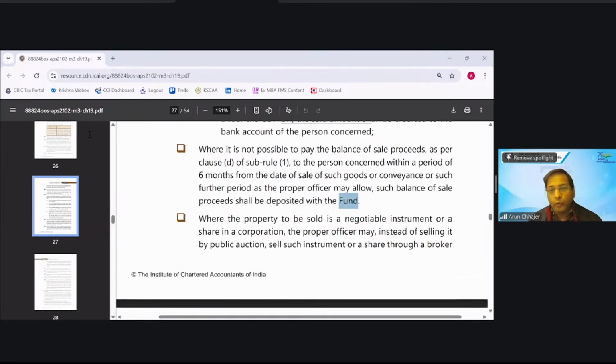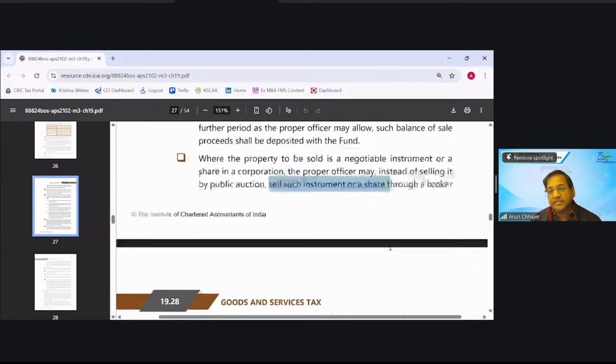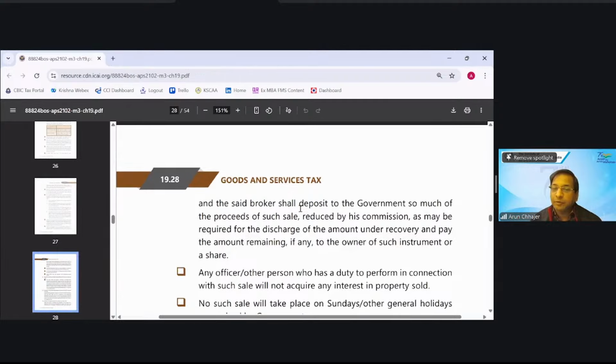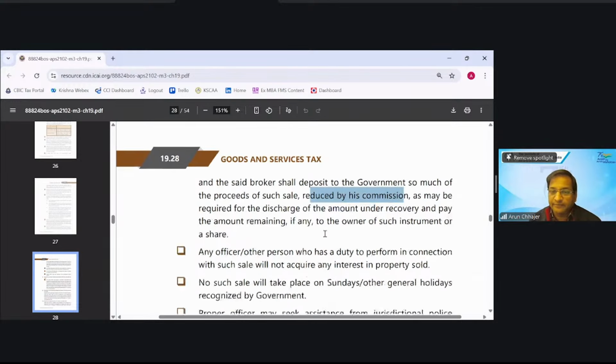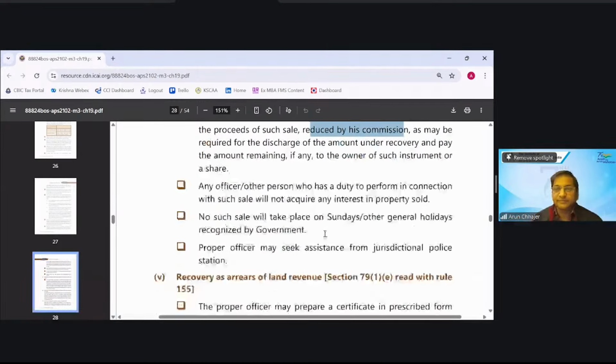CWF, right. When the property to be sold is a negotiable instrument or shares, the officer may, instead of selling it in public auction, sell such instrument or the shares through a broker, and the said broker shall deposit to the government so much of the proceeds of the sale, reduced by his commission, as may be required for the discharge of the amount under recovery, and pay the remaining to the owner of the instrument or shares.